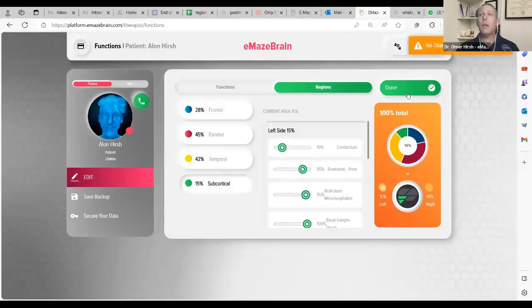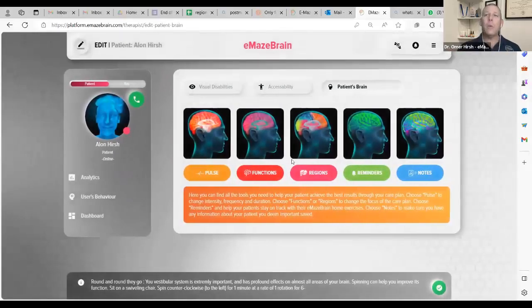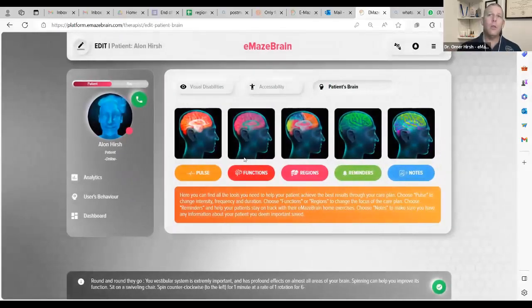Now, if you don't like working with brain regions, you can do it using different functional skills like word reading, math calculation, working memory, inhibition, etc. Okay. Awesome. So this is the important part on the pulse aspect of it.